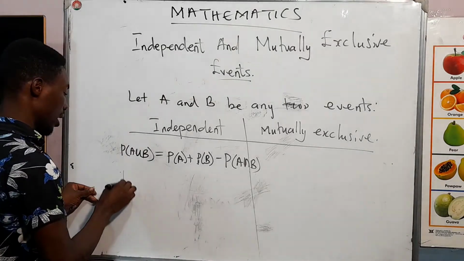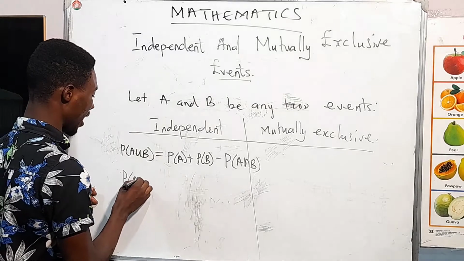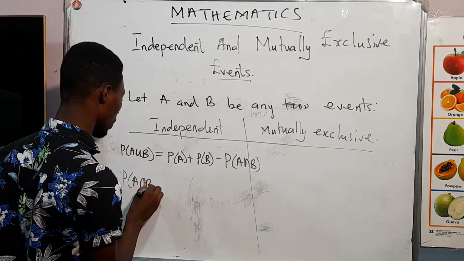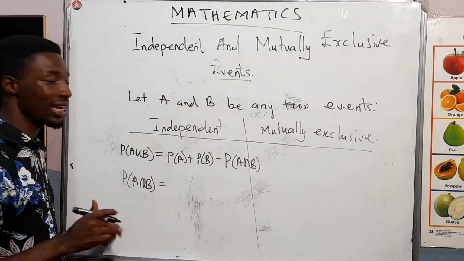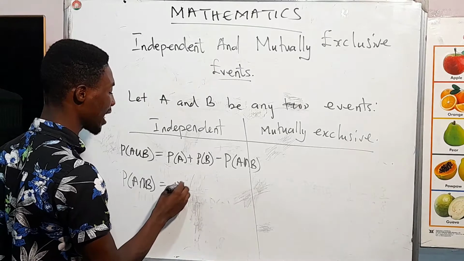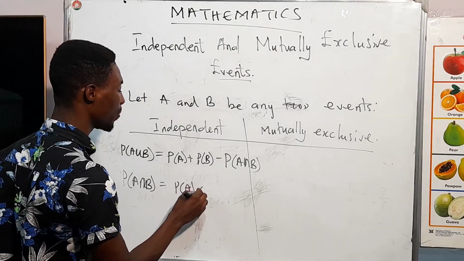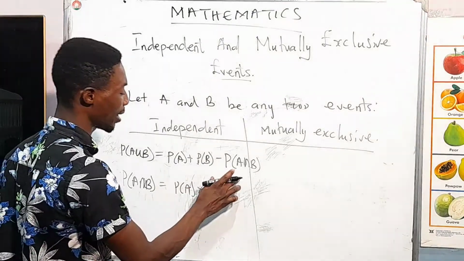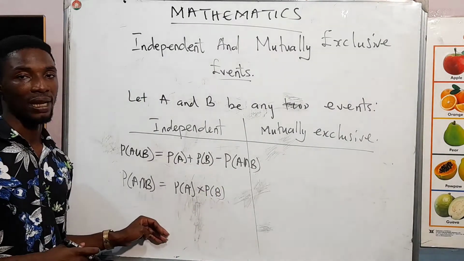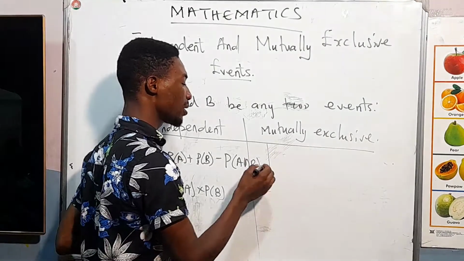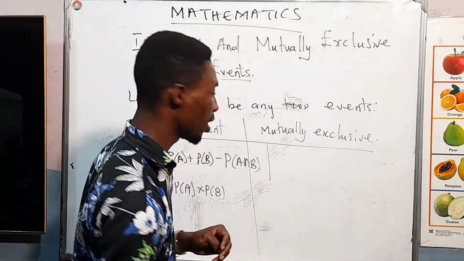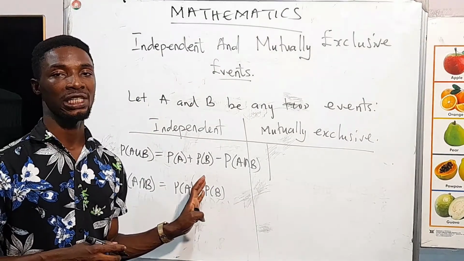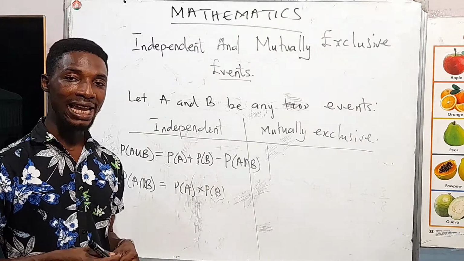If A and B can occur simultaneously, that is, they can occur together at the same time, then we multiply their probabilities to find the probability that they occur simultaneously. So this is how we calculate for this part and put it into the formula. Now let's consider mutually exclusive events. We said that mutually exclusive events cannot occur simultaneously. They cannot occur together at the same time.